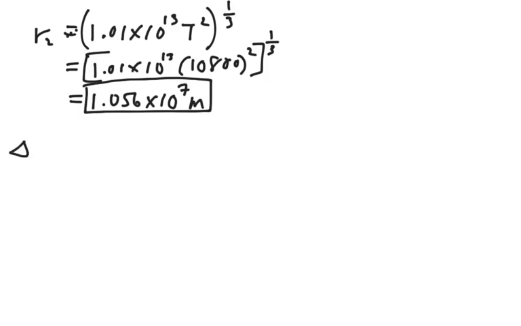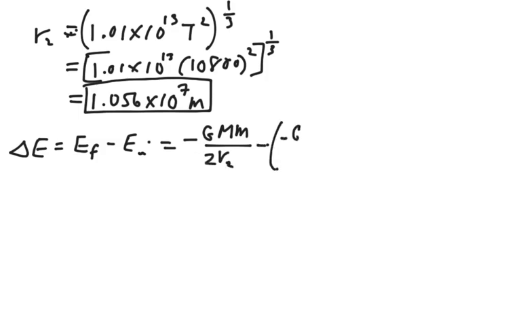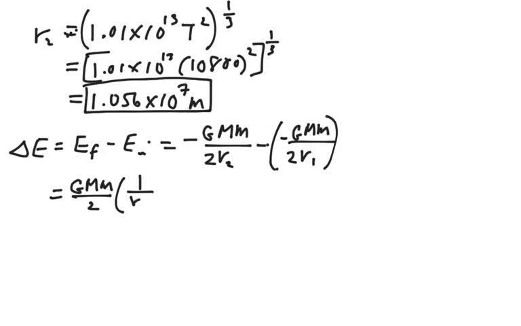Well, our change in energy is going to be our final energy minus our initial energy. That's the energy we need to change these orbits. So that's going to be equal to negative G, mass of the Earth, mass of the satellite, over 2 times R2, minus negative G, mass of the Earth, mass of the satellite, over 2 times R1. So this is going to be equal to G, mass of the Earth, mass of the satellite, over 2 times 1 over R1 minus 1 over R2.